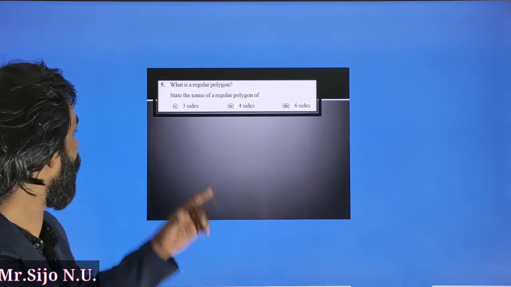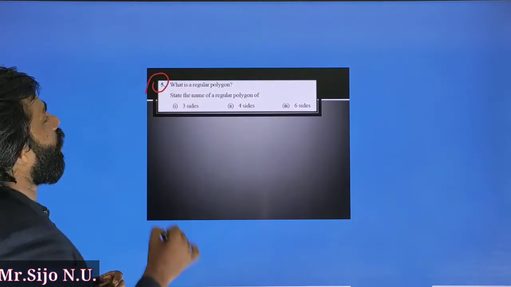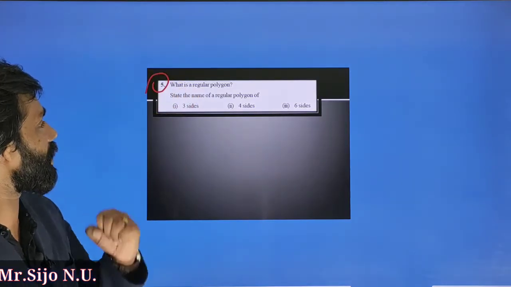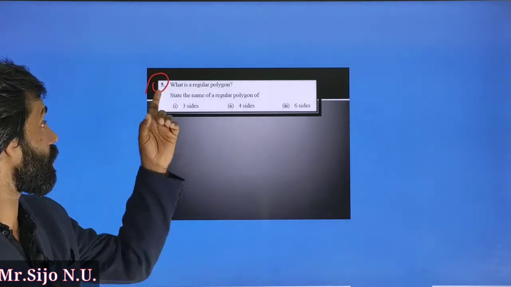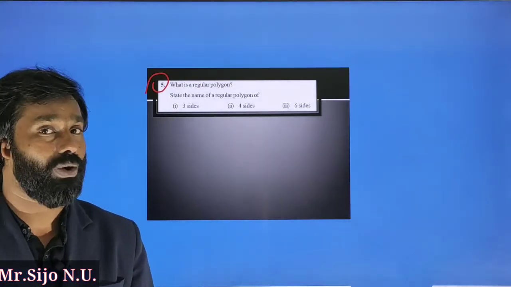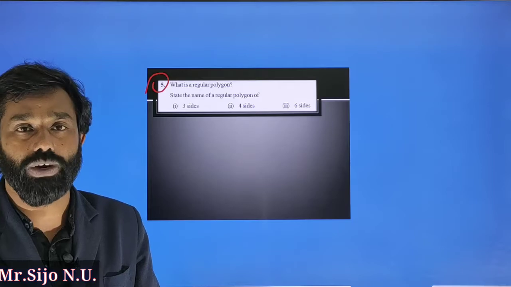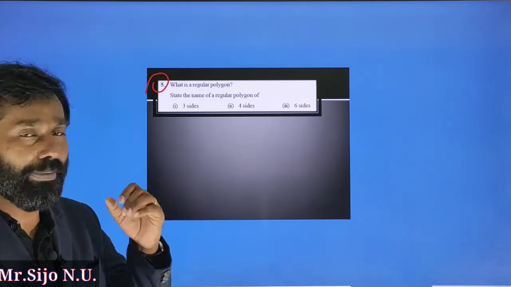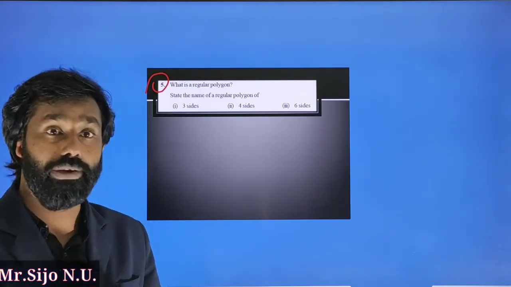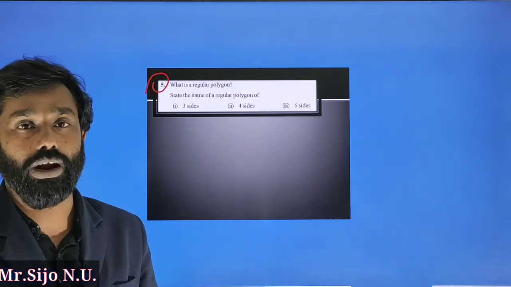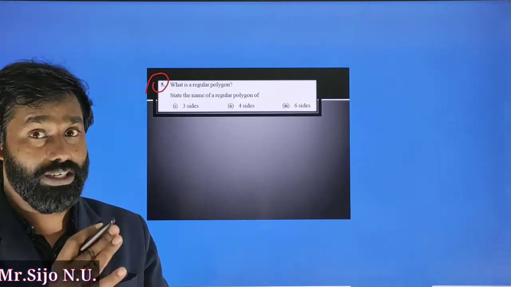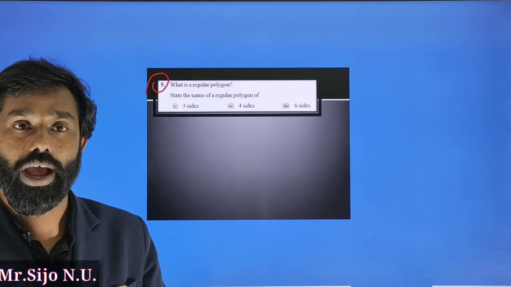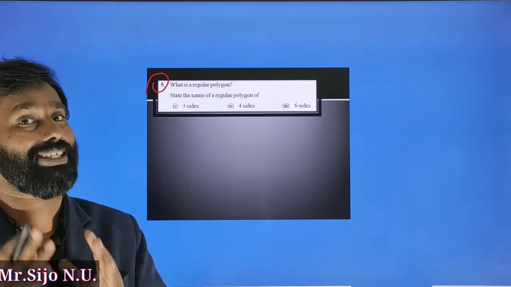Yes, here is the fifth question. What is a regular polygon? State the name of the regular polygon of 3 sides, 4 sides, 6 sides. Very simple. The first one, what is a regular polygon? We already learned that a regular polygon means a polygon which is equiangular and equilateral. It's called a regular polygon. If you consider a polygon whose sides are all equal and whose angles are all equal, we can say it's a regular polygon.